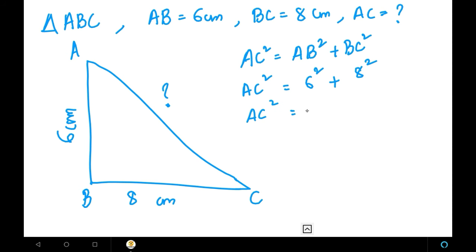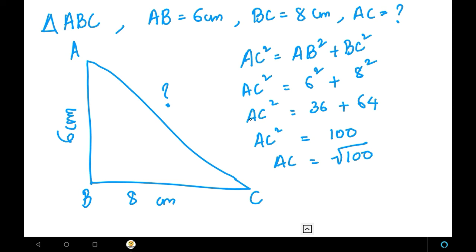AC square is equals to 6 square. 6 square means 6 into 6, which gives me 36. 8 square means 8 into 8, which gives me 64. So AC square is equals to 36 plus 64. I'll get 100. AC is equals to square root of 100.